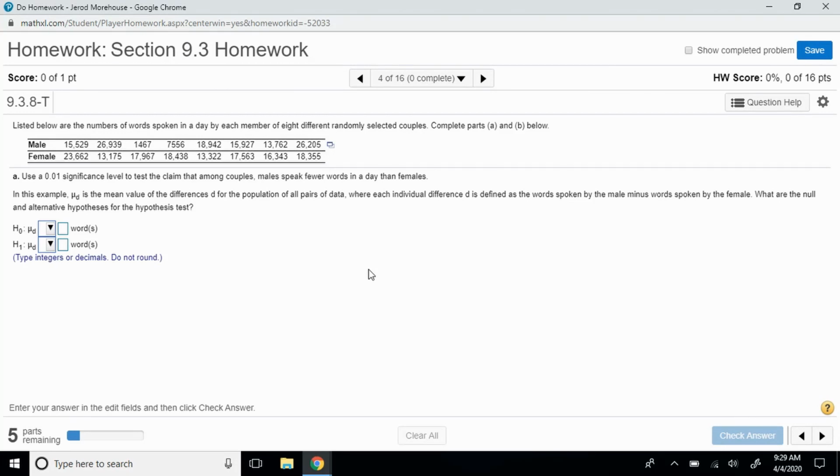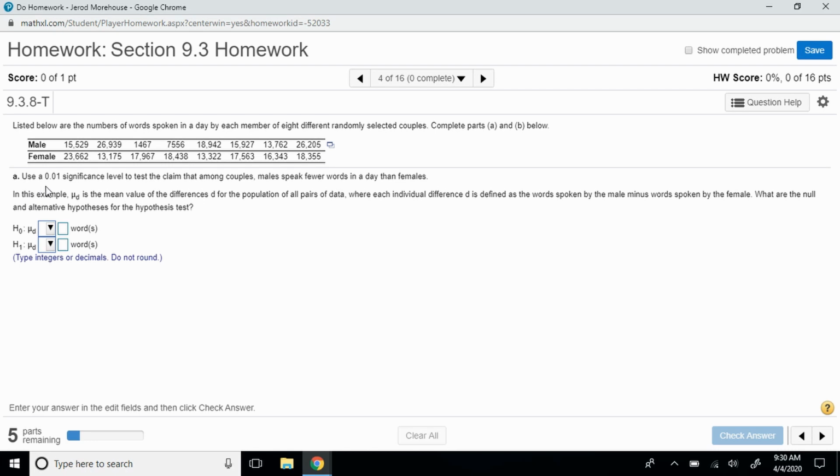Okay, let's read number 4 together. It says, listed below are the numbers of words spoken in a day by each member of 8 different randomly selected couples. Complete parts A and B below. Now here we have a list of words for males and words for females. These are not independent samples because the male and females come from specific couples. So it would be hard for us to say that if a wife talks more, the husband wouldn't also talk more, or vice versa. So these are dependent samples.